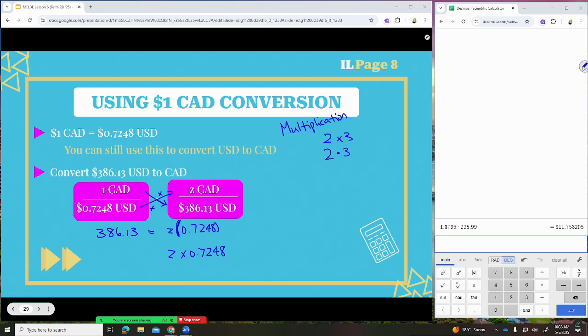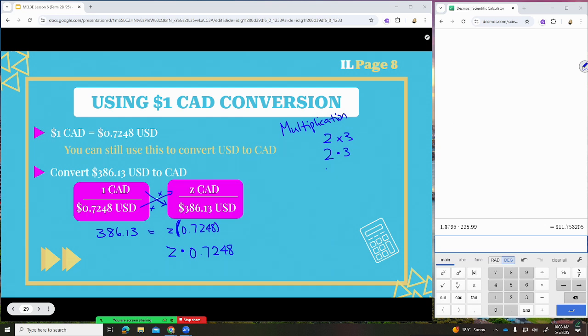Am I saying Z times? So that's why we don't want to use the X symbol when we're talking multiplication and working with algebra, working with letters. So that dot can be nice. We can say Z times 0.7248. Sometimes that can get confusing. It might look like a decimal place.